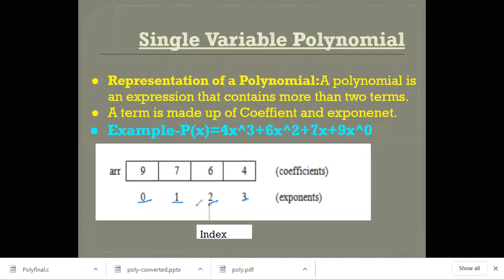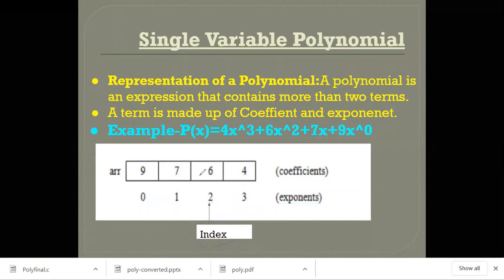But when we are talking about polynomial representation, always remember that 0, 1, 2, 3 is a single variable polynomial we are representing. So what will we make the exponent? Exponent means our index value. Just concentrate: exponent means our index value. And the value we store in the array is called the coefficient. So this is a very important concept.